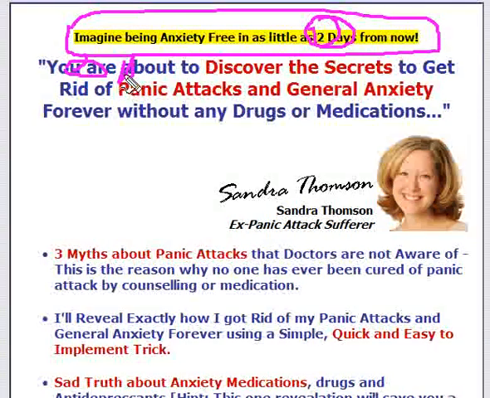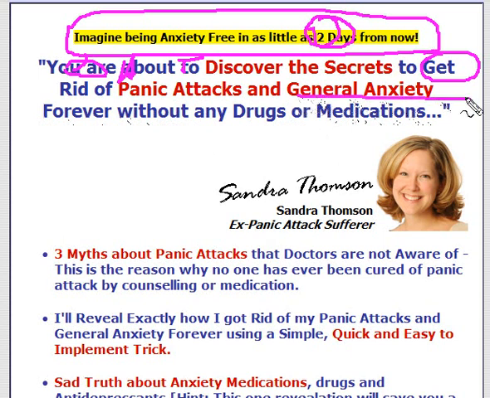And for the headline, it's best to start each word with a capital letter. So you capitalize your words for the headline. So, "You're About to Discover the Secrets to Getting Rid of Panic Attacks and General Anxiety Forever." Is it general anxiety attacks? So should it be panic and general anxiety attacks forever without any drug or medication?